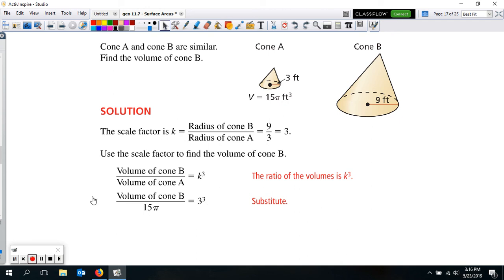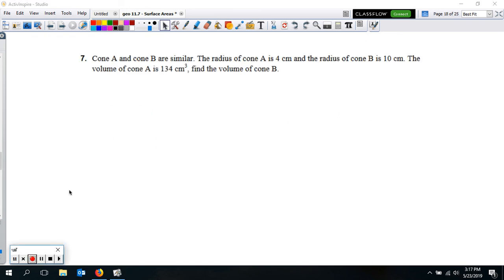All right, let's go ahead and try our number. I think it's problem 8 or 7 on this one, or is it 9? So yeah, it is 7 here. I forgot where we were at. So cone A and B are similar, so it doesn't show us the shapes. We don't need to see them. We're just told the information. The radius of cone A is 4 centimeters. The radius of cone B is 10. So there's your corresponding radiuses there. And the volume of cone A is 134 centimeters cubed. We're trying to find the volume of B.